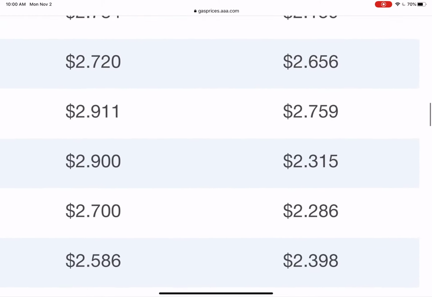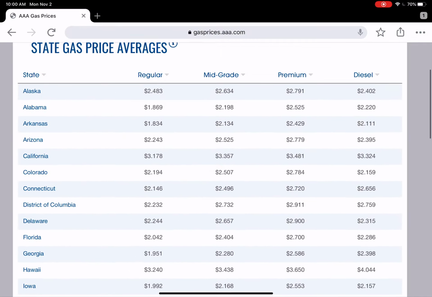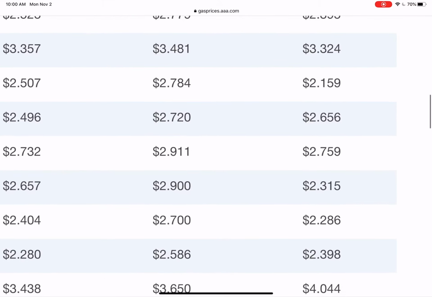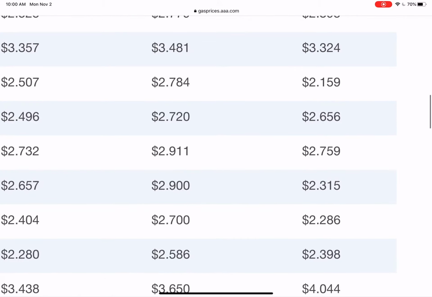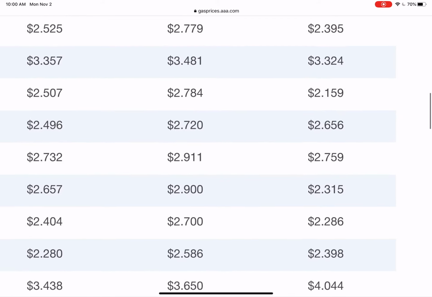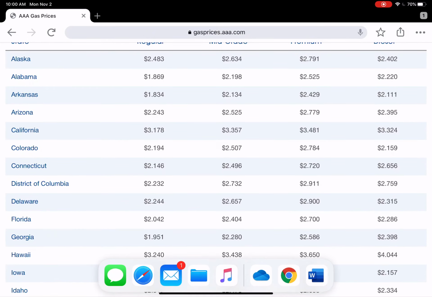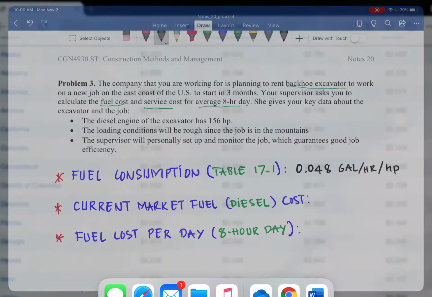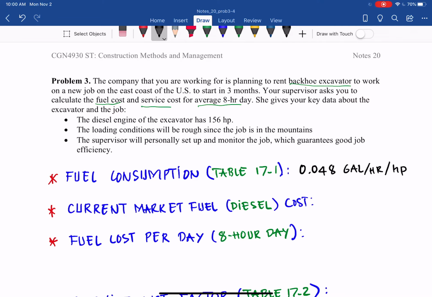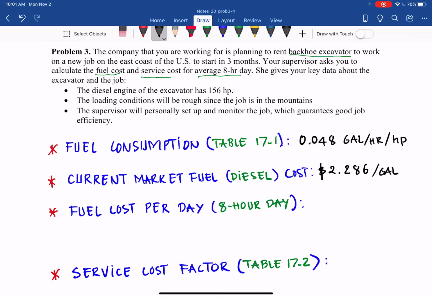For the Florida diesel column, that is $2.286. That's the average, and with that we can go back to the problem, because the current market value is $2.286 per gallon. Of course, you can round this number up to something like $2.30.